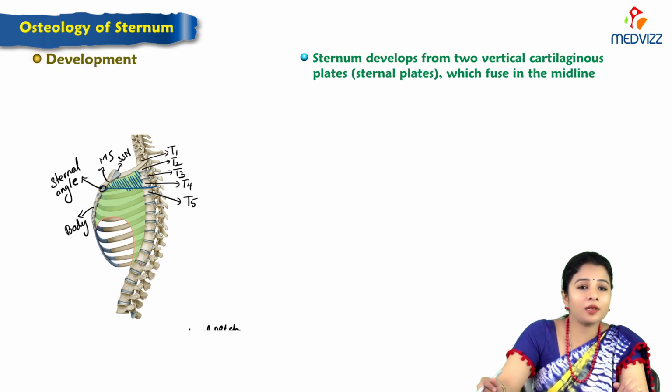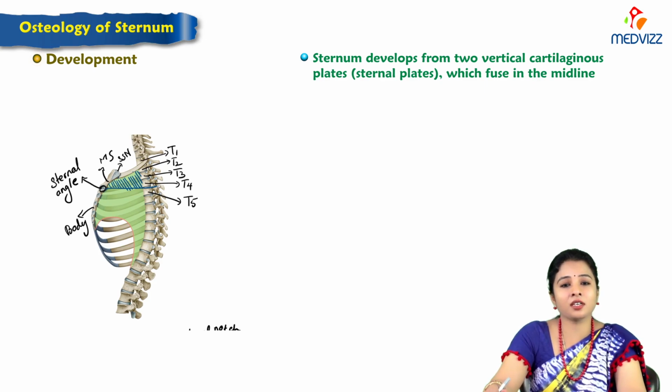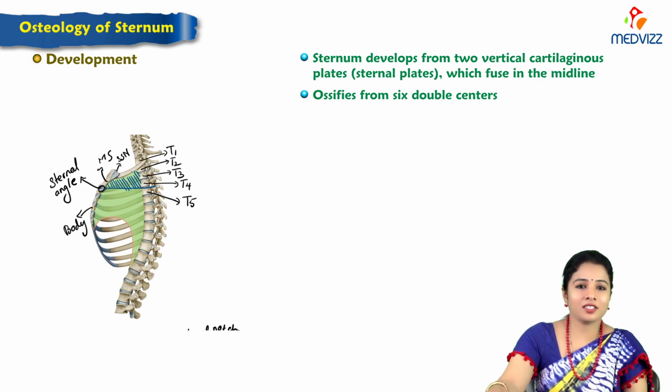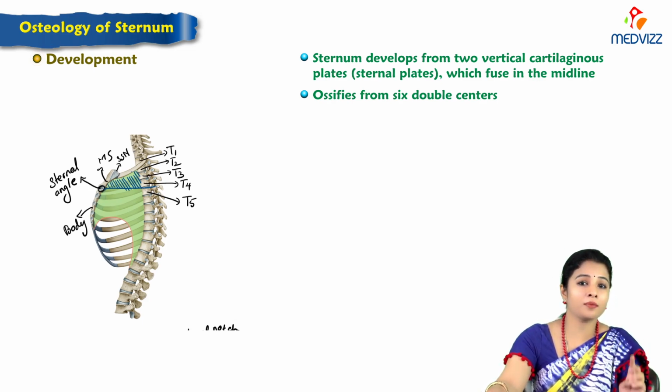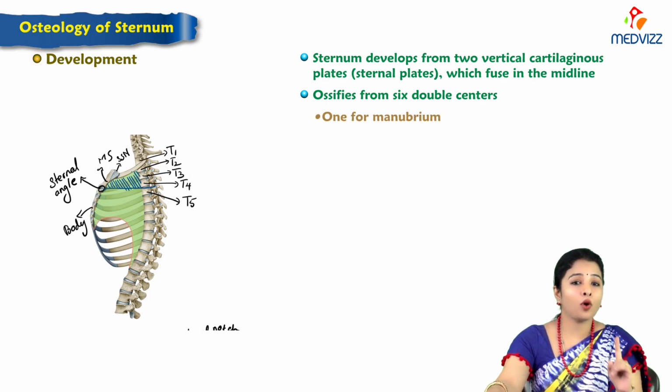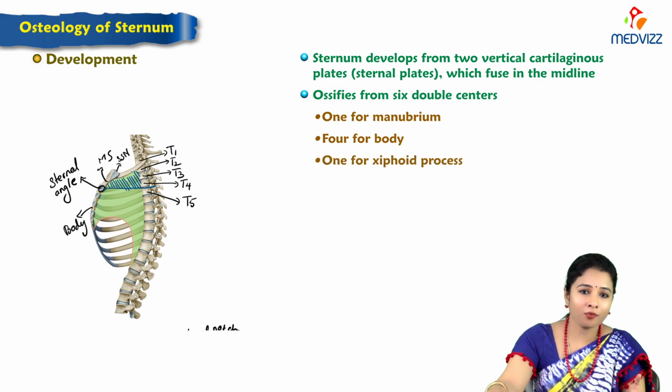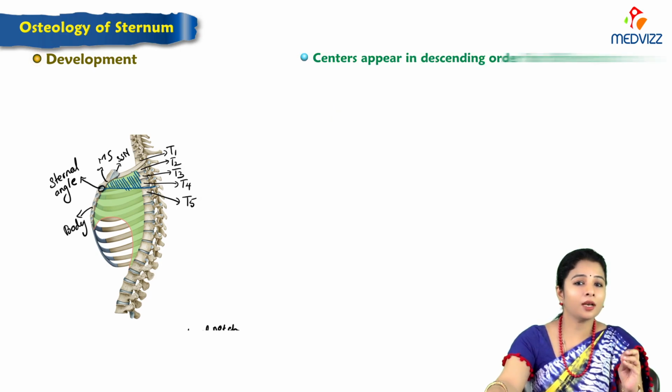The sternum develops from two vertical cartilaginous plates, that is the sternal plates, which fuse in the midline. Let's see the ossification of the sternum. The sternum ossifies from 6 double centers: 1 for the manubrium, 4 for the body, and 1 for the xiphoid process. Let's see how these centers appear. The centers appear in descending order for different parts.